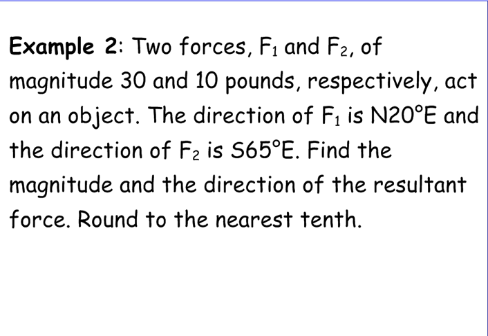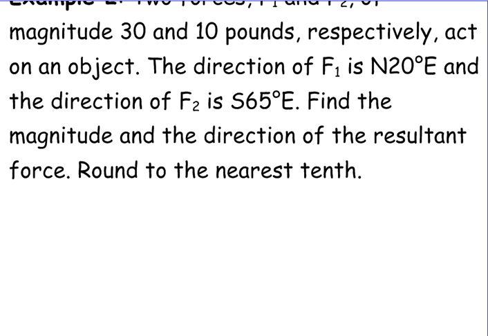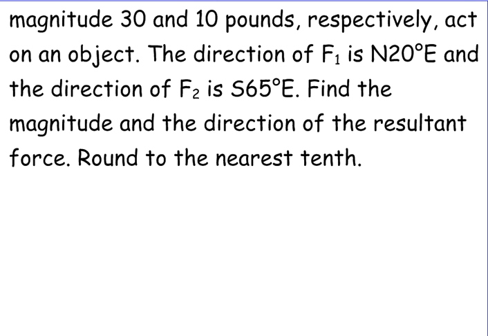So example 2 says that we have two forces, F sub 1 and F sub 2. F sub 1 is 30 pounds. F sub 2 is 10 pounds. They're acting on an object. The direction of F sub 1 is north 20 degrees east, and the direction of F sub 2 is south 65 degrees east. Let's find the magnitude and direction of the resultant force. We're going to round to the nearest tenth.